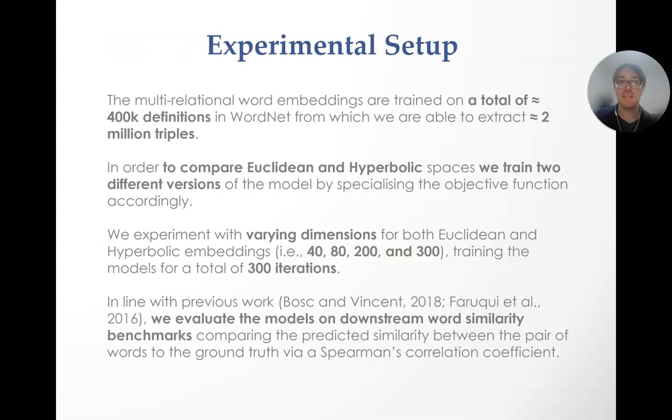In order to assess the ability of our multi-relational framework in capturing the global semantic structure of definitions, we train a range of word embedding models on a total of 400,000 definitions from WordNet, from which we are able to extract roughly 2 million triples. To compare Euclidean and hyperbolic spaces, we train two different versions of the model by specializing the objective function accordingly. Moreover, we experiment with different dimensions for both Euclidean and hyperbolic embeddings, training the models for a total of 300 iterations. If you want to know more technical details about the training, I invite you to check the paper directly.